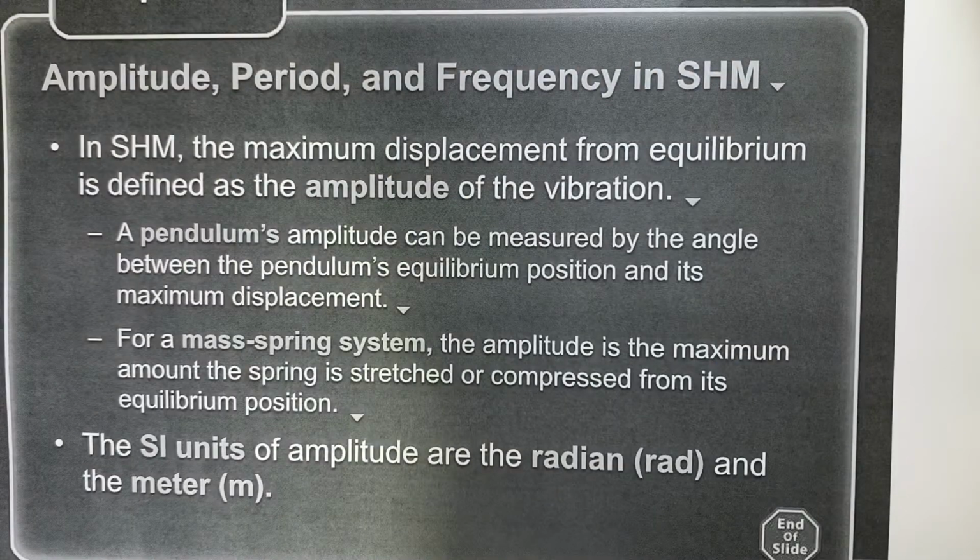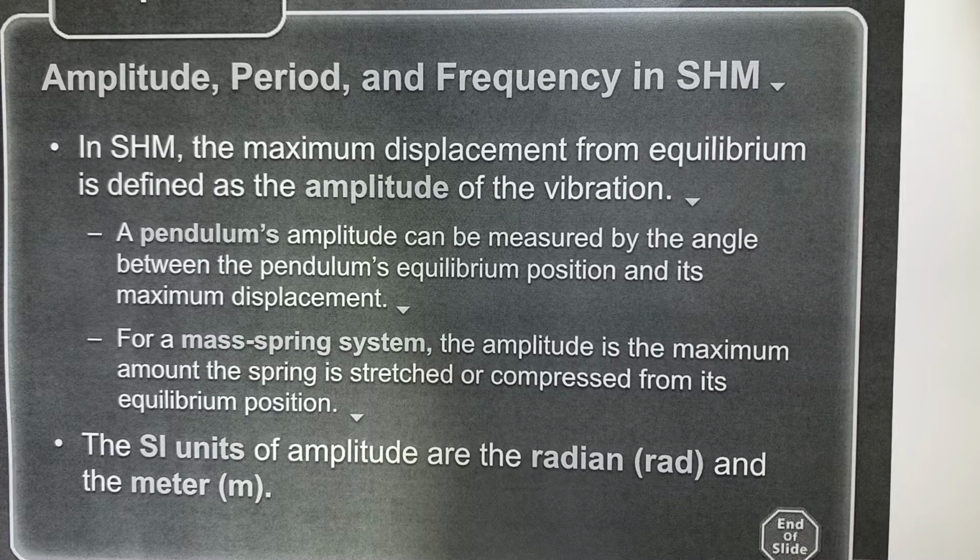All right. So let's investigate our first objective: amplitude, period, and frequency in SHM, or if you don't like shortening words, that is simple harmonic motion. So in simple harmonic motion, the maximum displacement from equilibrium is defined as the amplitude of vibration. So we're going to be looking at how pendulums and mass spring systems define amplitude. For a pendulum, the amplitude can be measured by the angle between the pendulum's equilibrium position and its maximum displacement.